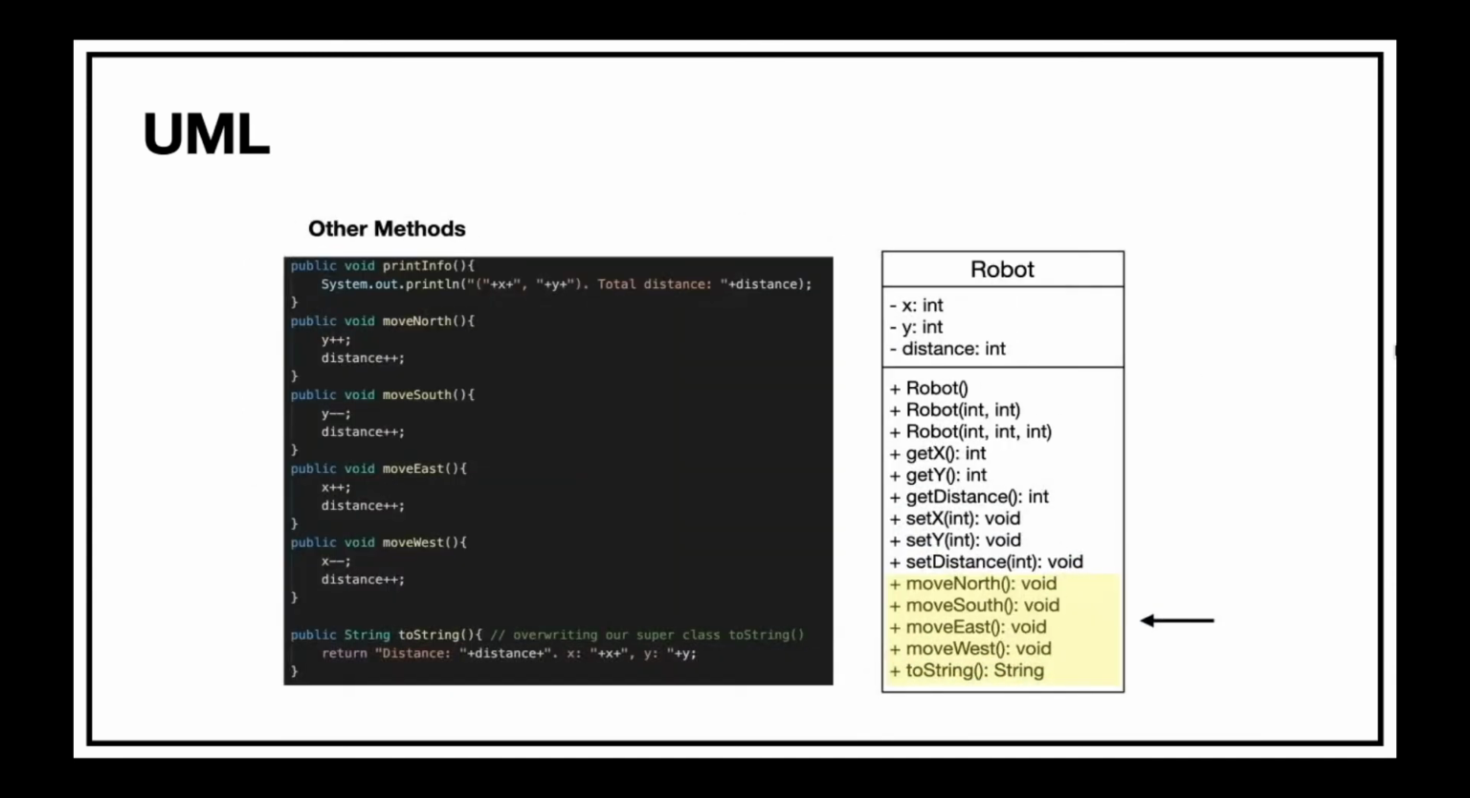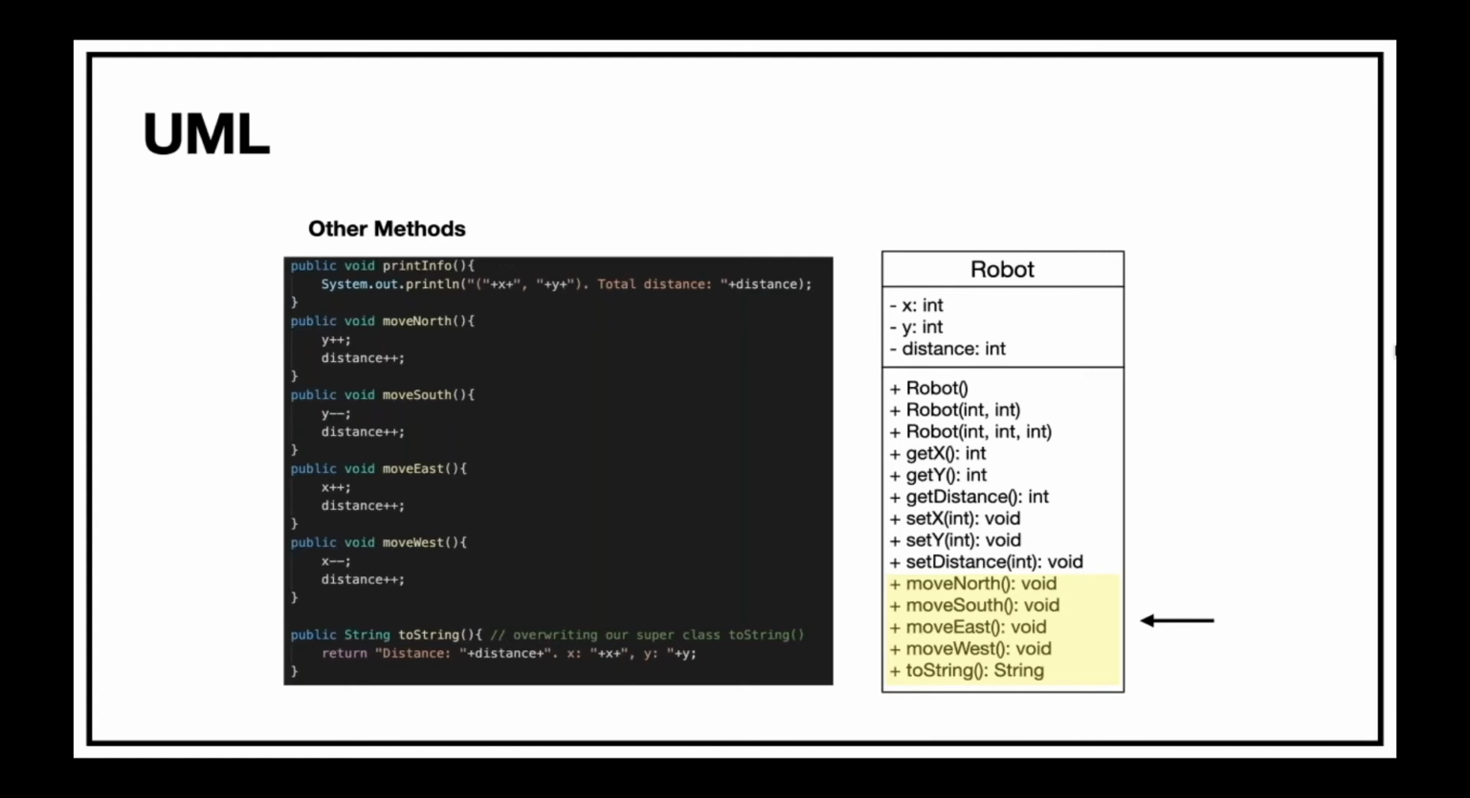Finally, we have more methods that will allow us to perform some functionalities. We're using the robot, and the robot has X, Y, and distance, so it might as well have some mechanisms, some functionalities that allow us to manipulate those values of X, Y, and distance. You can see right now that we have a couple of them. For example, we have moveNorth that will allow us to move the Y coordinate by 1. Notice that the distance is also being increased because every step we move to the north, it will increase distance.